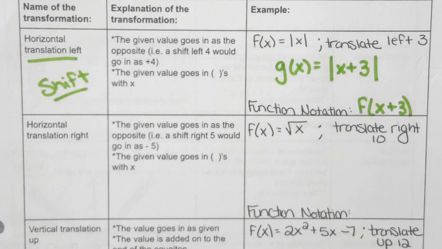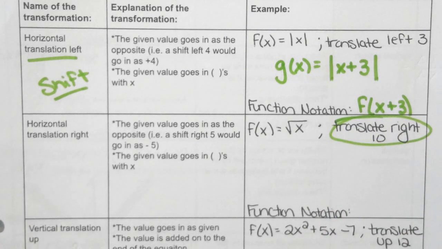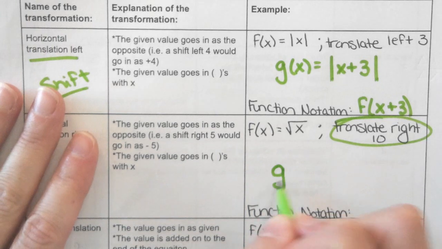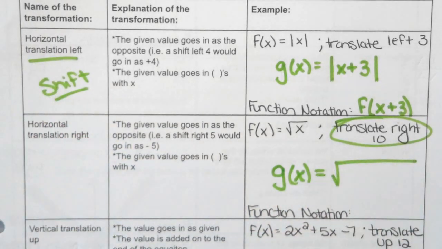Perfect. So horizontal translation to the right is almost the same thing. It almost doesn't even deserve its own row of stuff, right? Because we're going to do almost the exact same thing that we just did. So going to the right, we would think would be positive, but it compensates and does the opposite, so we're actually going to do negative. So g of x equals square root, and it's going to go right in there under the square root with the x.